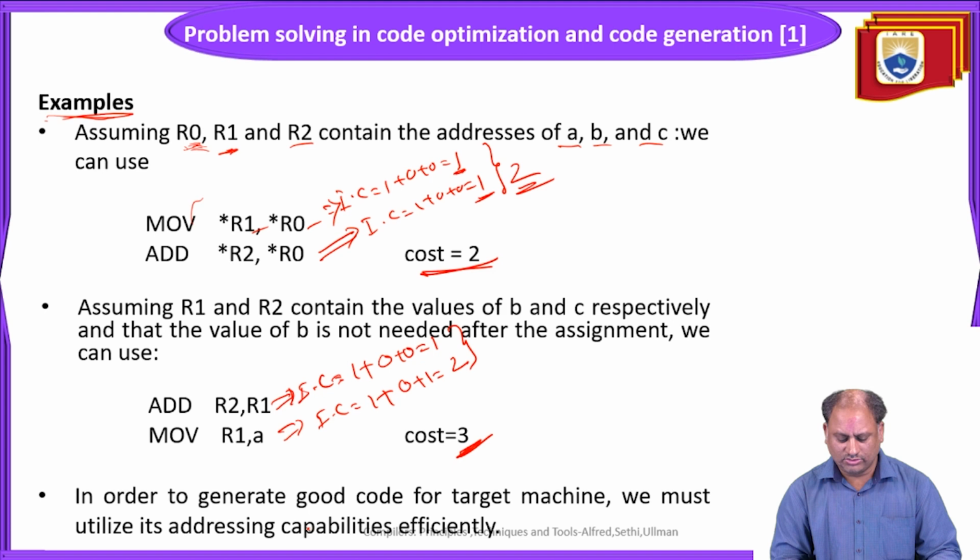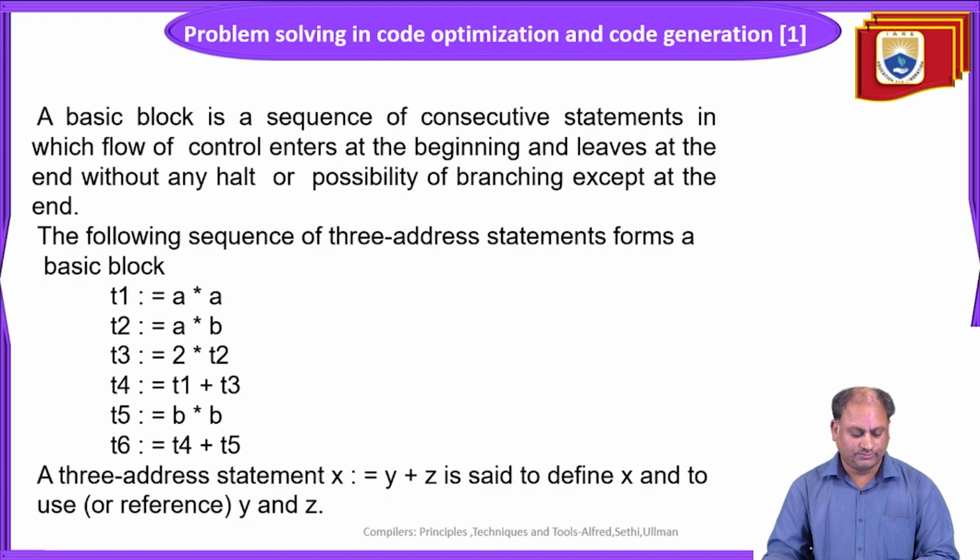So in order to generate good code for the target machine, we utilize addressing capabilities efficiently. Where the requirement is really necessary, that is to be carried out with the corresponding addresses followed by the register. If not required, then we need not use a separate assignment. If used separately, it leads to increased instruction length, storage space, and execution time. So those are the main important factors.